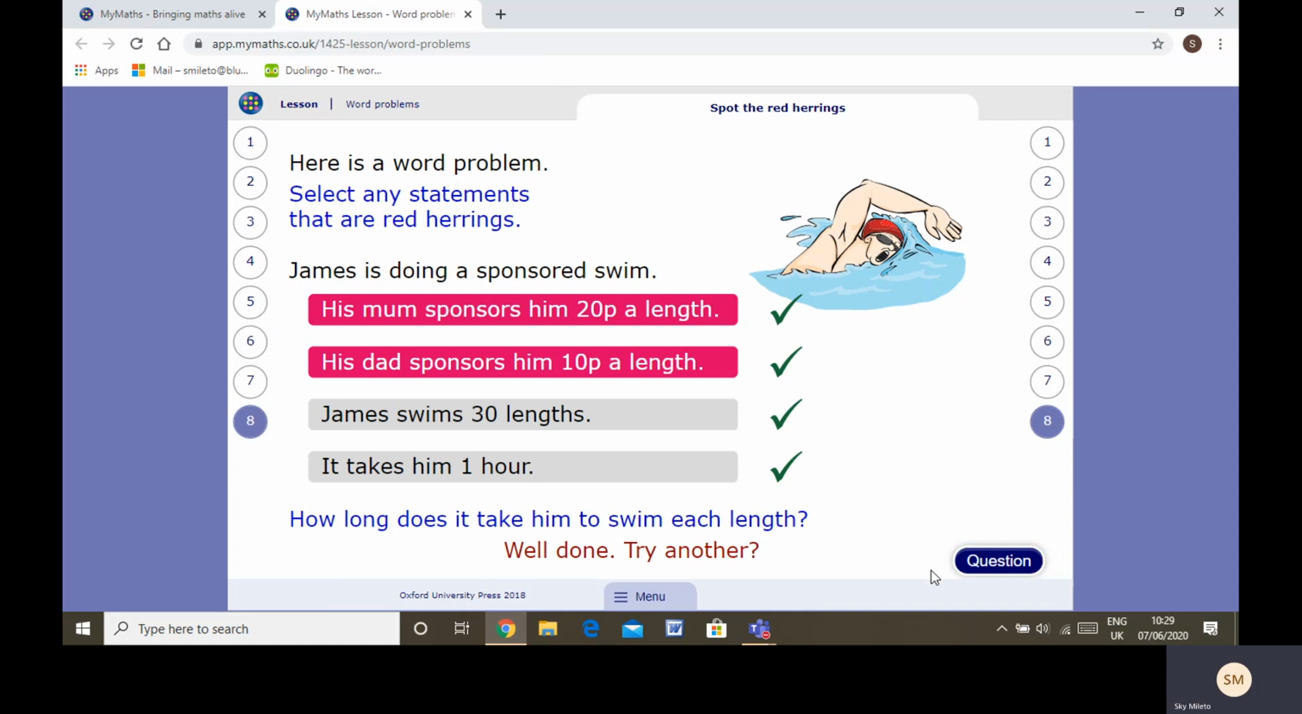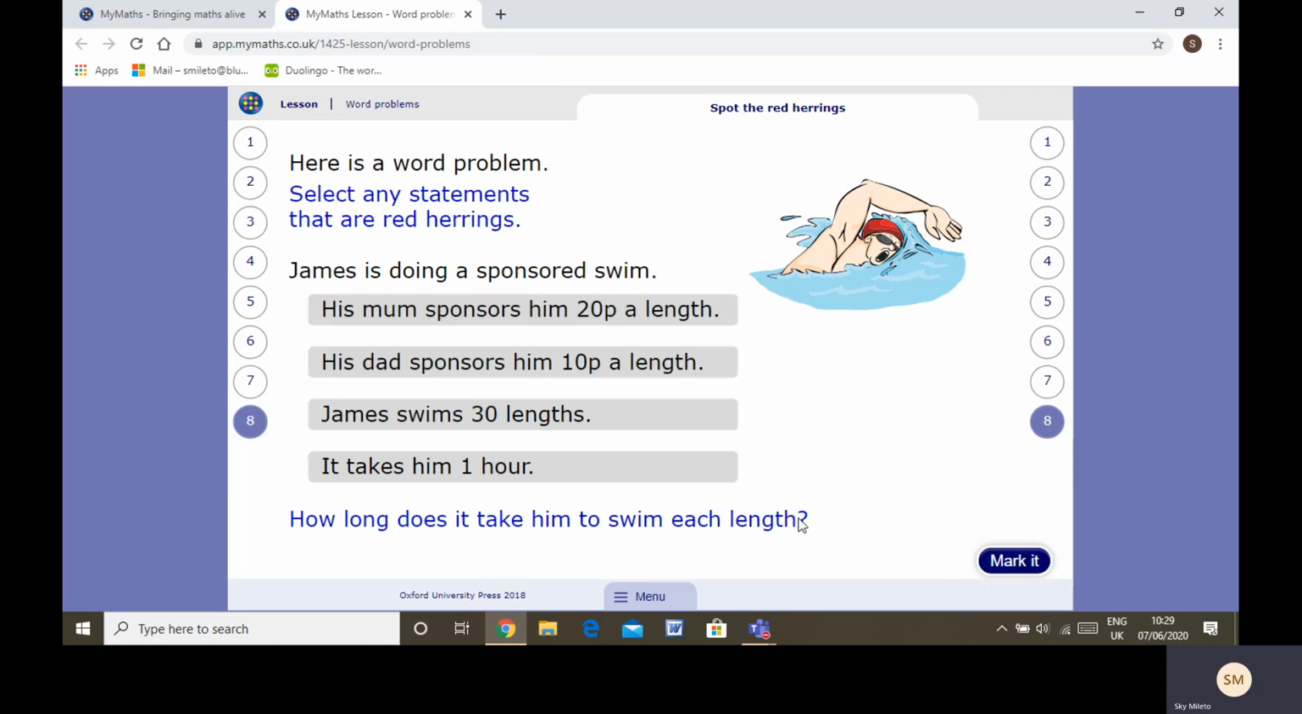That was my fault. Let's try one more because I got that one wrong. Here we go. This is the question I thought it was asking. How long does it take him? Oh no, that's the same one. Oh, it hasn't given us another one. That's okay. Anyway, all we need to know is that sometimes a question will have something in it that we don't need to use. You don't have to use every number that you see.